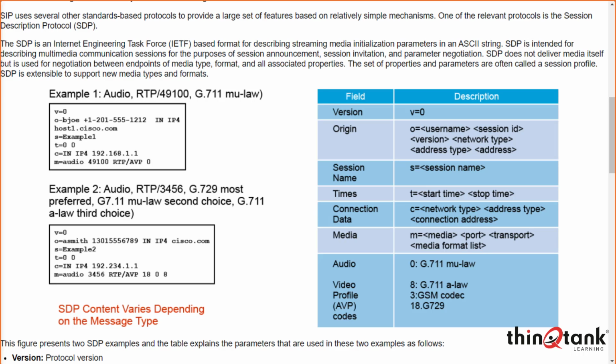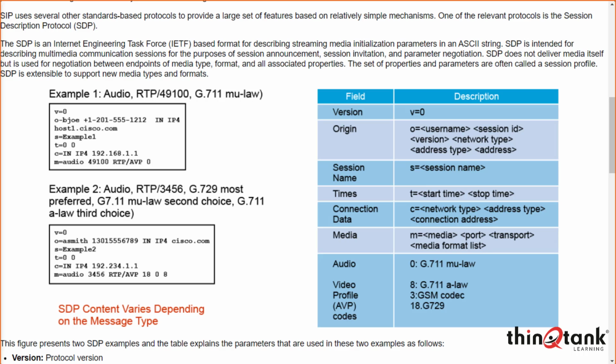In the second example, we can see 3456. Again, that's the port number, RTP/AVP 18 0 8. So 0 is G.711 mu-law, 8 is G.711 A-law, and 18 is G.729. So we're actually indicating in the audio and video profile that we support 3 different codecs, right? And in this case, it's 18, 0, and 8.